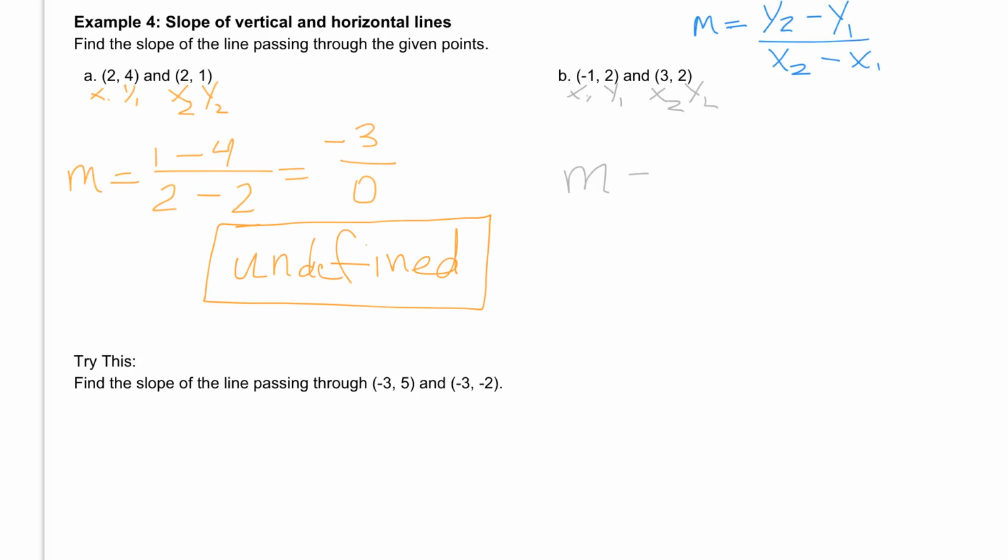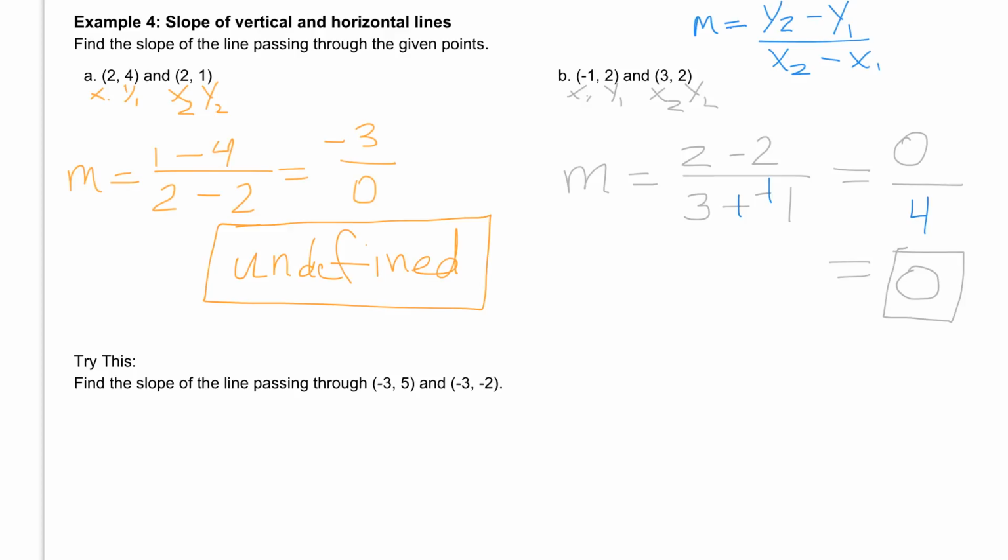Plugging it into our slope formula, y sub 2 is 2, minus y sub 1, which is 2. We're dividing that by x sub 2, which is 3, minus x sub 1, which is a negative 1. 2 minus 2 will give me 0 on the top. On the bottom, I need to remember that these become pluses, so 3 plus 1 would give me 4. And so I end up with 0 divided by 4. Well, 0 divided by 4 is just 0. So that means I have a slope of 0.